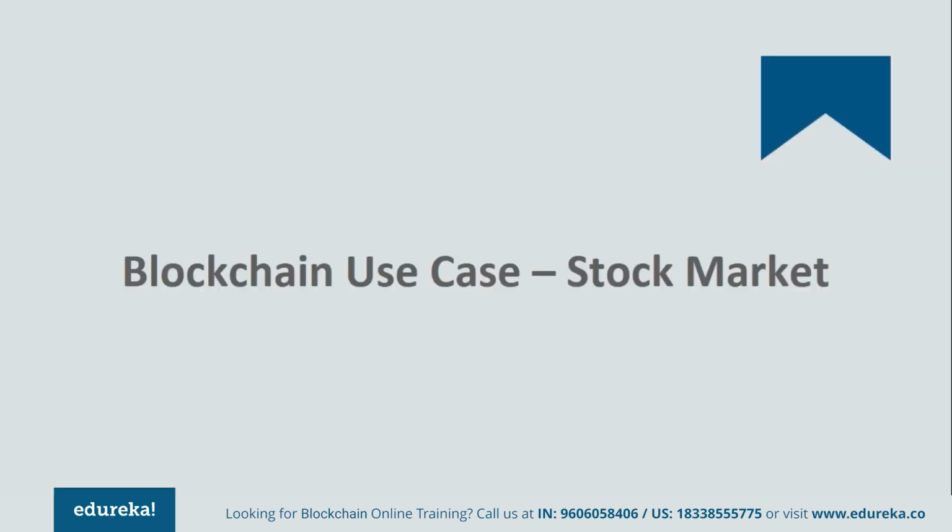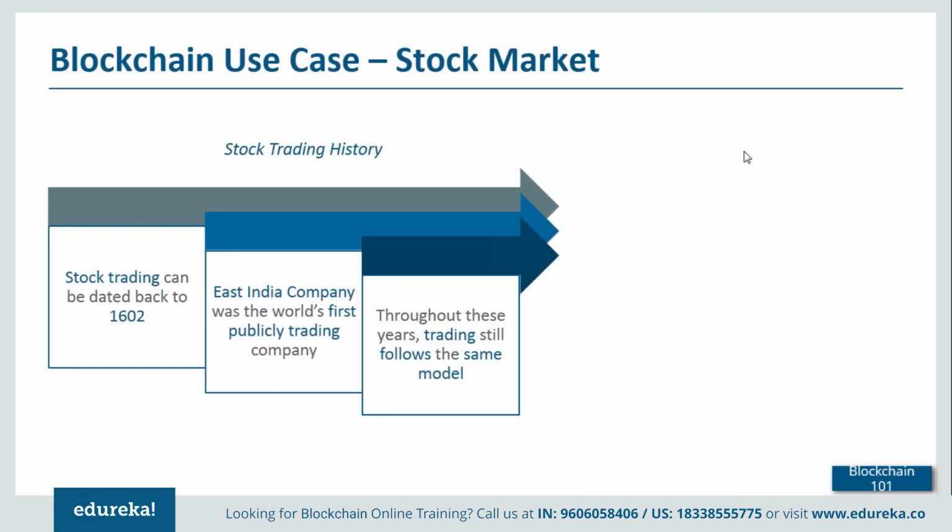Now moving on from here, let's talk about a use case of how blockchain can be implemented in the stock market. Now the stock trading system dates back to 1602, where the first public stock was of the East India Company. Although it has been around for 400 years, the conventional system has still not changed. It is still almost the same as it was back then. There have been a few minor changes, however there was no major change to the system.